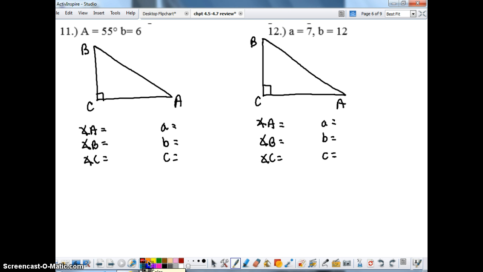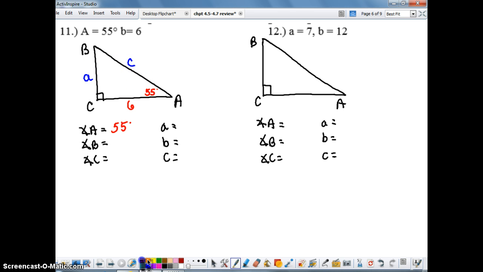So number 11, I give you angle A is 55 degrees, so I can fill that in. And little b is 6. Little b is side b, that's always across from angle B. Just like little a is going to be over here, and little c is going to be there. So I'm going to fill those in as well. This is A, this is C.